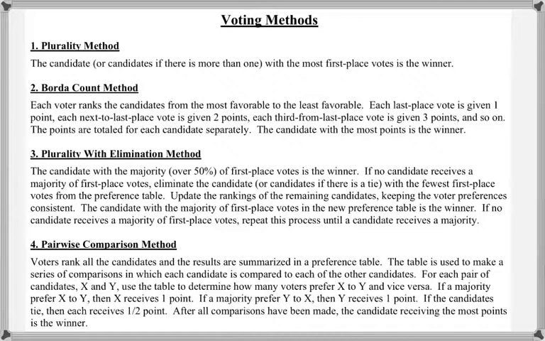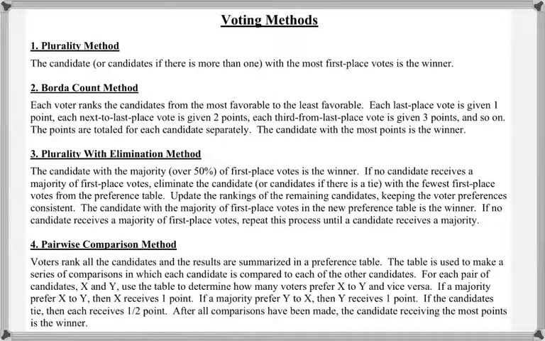The fourth method is the pairwise comparison method. Voters rank all the candidates, and the results are summarized in a preference table. The table is used to make a series of comparisons in which each candidate is compared to each of the other candidates. So, if you've ever heard of a round-robin tournament, this is actually very similar to that.